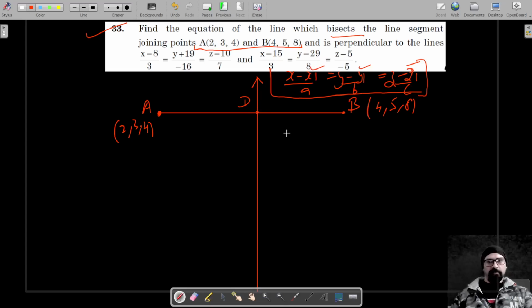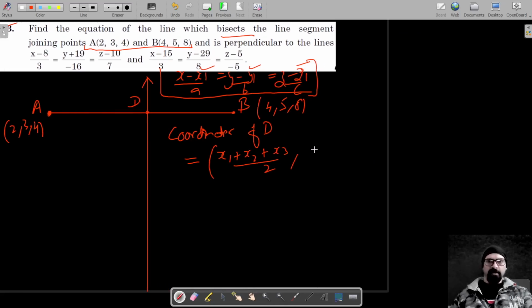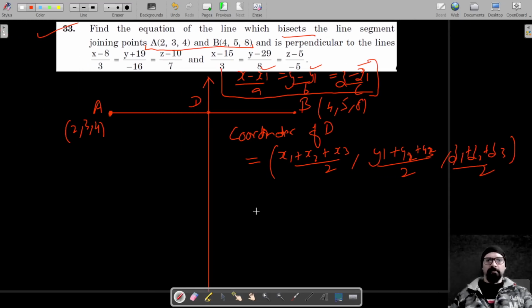So now the coordinates of D, the midpoint of AB, are ((x1 plus x2) divided by 2, (y1 plus y2) divided by 2, and (z1 plus z2) divided by 2). Okay, x1 is 2.